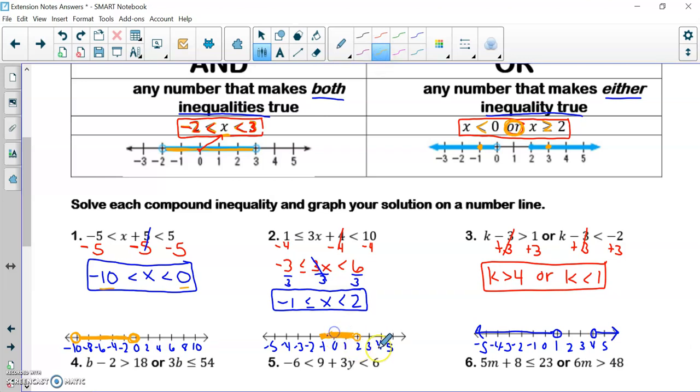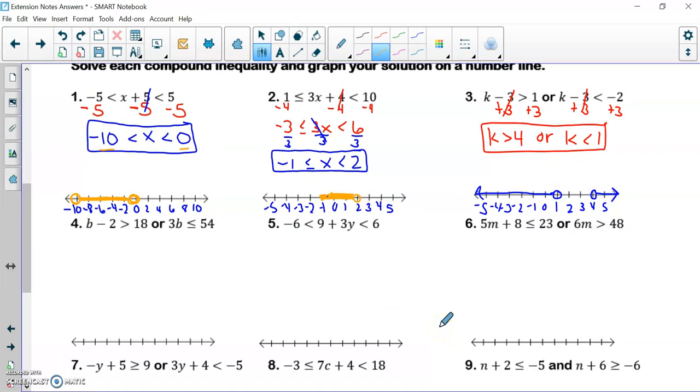All right, we are going to move on to number 4. So we're dealing with another OR inequality. I'm going to solve both of these inequalities for b. First one, I'm adding 2 to both sides. And I have b is greater than 20. And then OR, in my next one, I'm dividing by 3 on both sides. So I get b is less than or equal to 18.